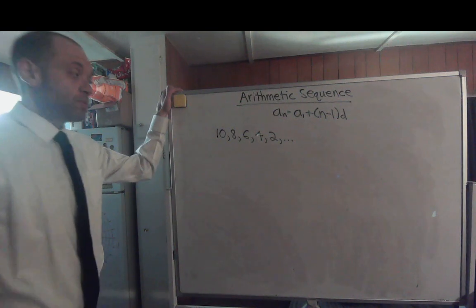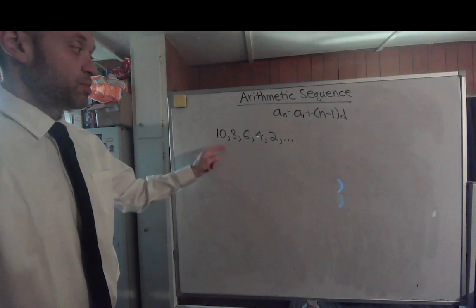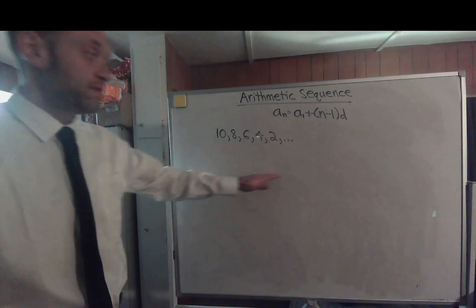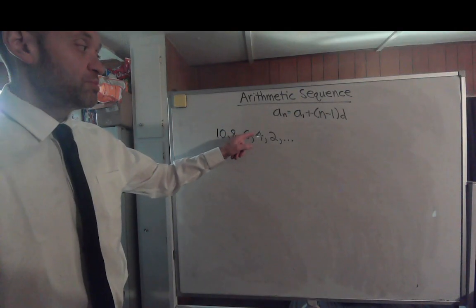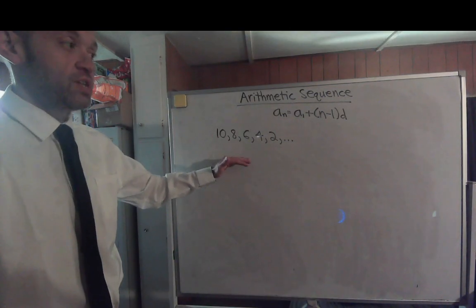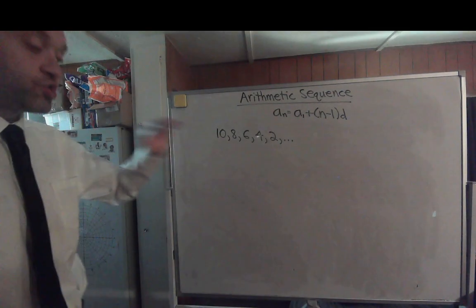So let's say we have this sequence here. We have 10, 8, 6, 4, 2, and it just keeps going infinitely. If you notice, it decreases by 2 between each term. It keeps on the same progression, decreasing by 2 each term, and it doesn't change.